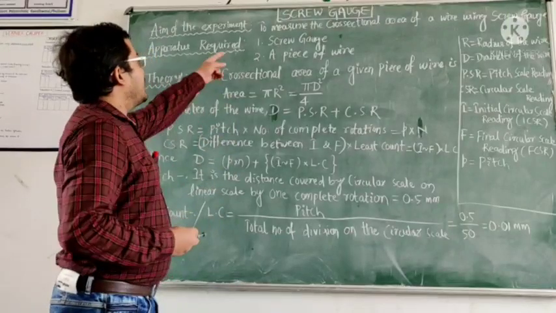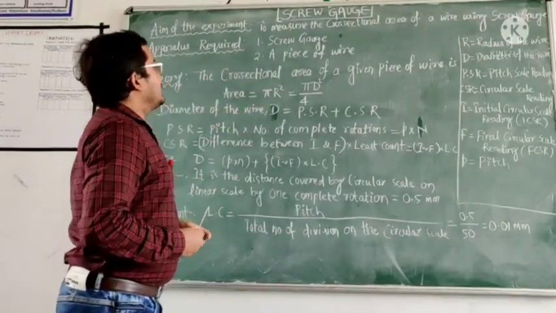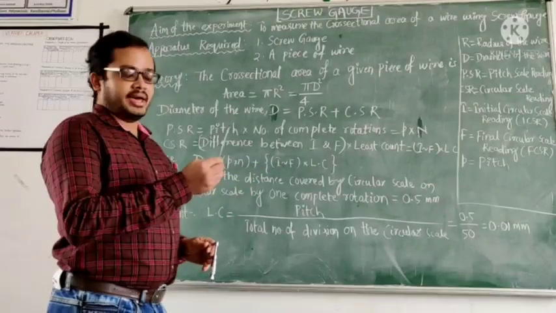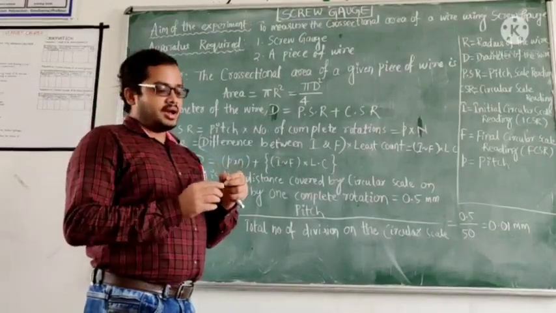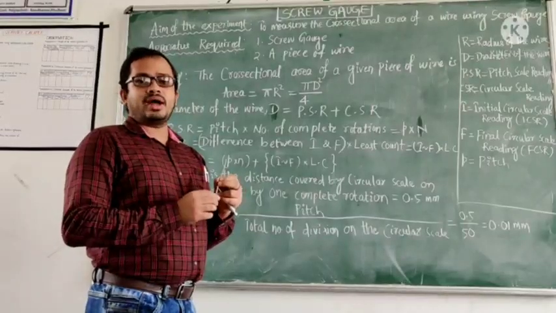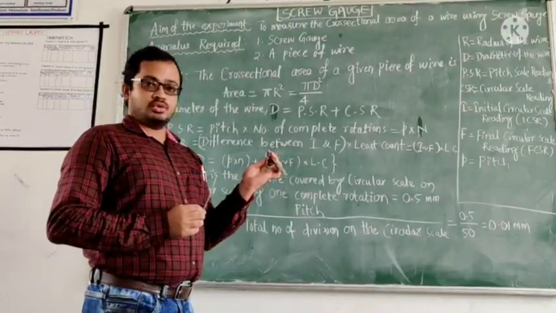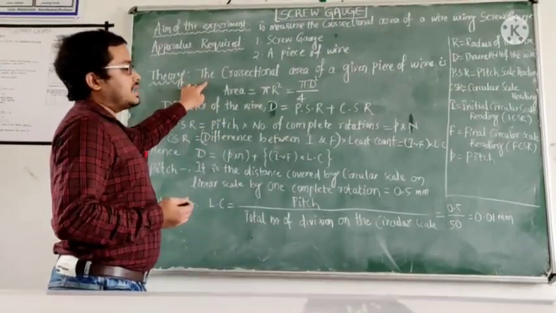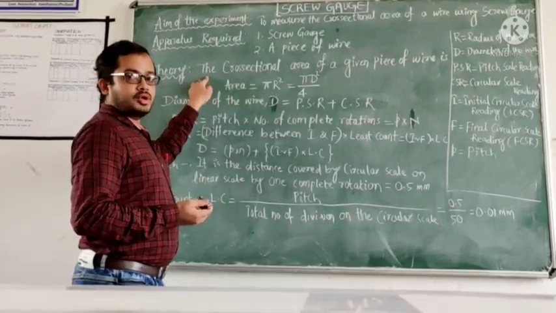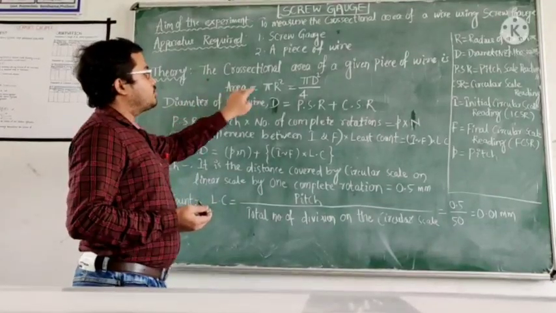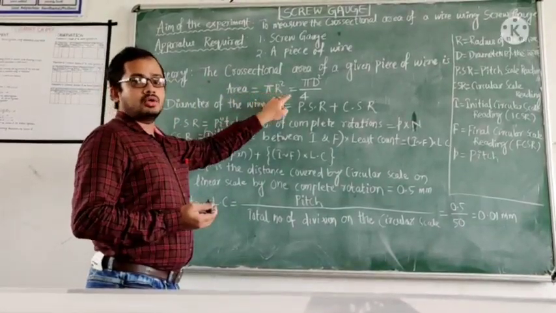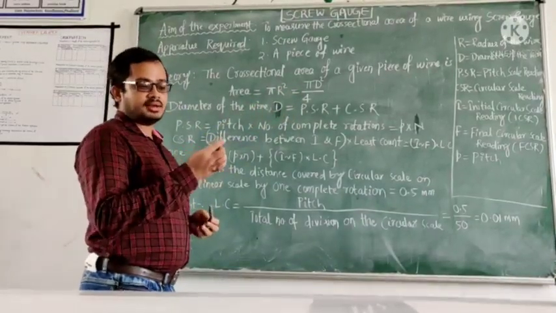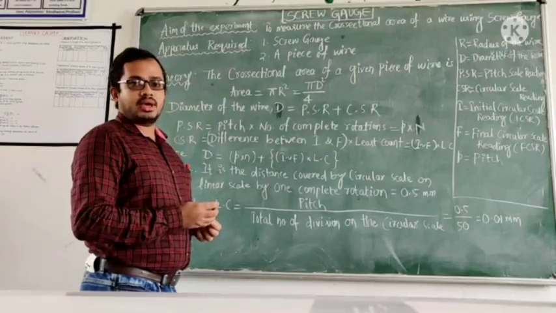You can see here clearly the instruments required are a simple screw gauge and a wire. The cross-sectional area of this wire we are going to find out using this instrument, the screw gauge. To measure the cross-sectional area, we are going to use the formula: cross-sectional area equals pi r square, or pi d square by 4, where r is the radius of this wire and d is the diameter of this wire.